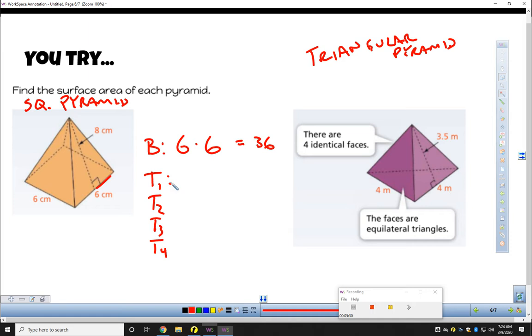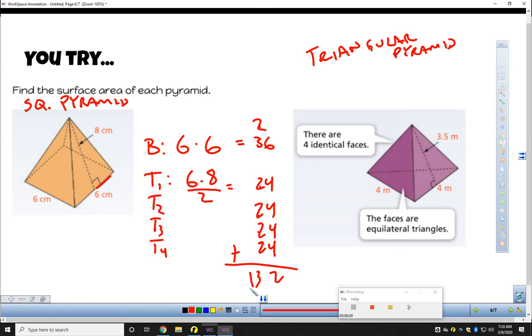And so here, to find the area of this one triangle, I know that the base is 6. They tell me the height is 8. And then I'd multiply that by half, divide that by 2. So 6 times 8 is 48, divided by 2 is 24. And then I have 4 of those. And then again, the area is just adding all of this up. So 24 plus 24 plus 24 plus 24 is 96, plus 36 is 132. The total area here is 132 centimeters squared.